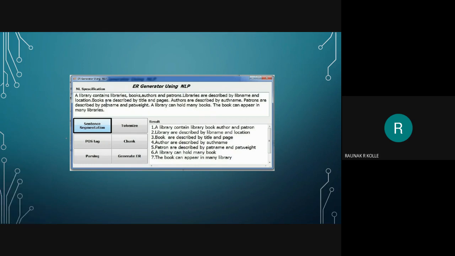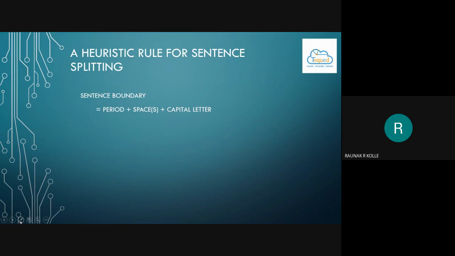Ideally, what we had seen earlier was that after the first punctuation, the sentence should have ended. But here we can see that the sentence generated is not stopped after the first comma. The thumb rule, or a heuristic rule, for sentence splitting is period plus space plus capital letter.